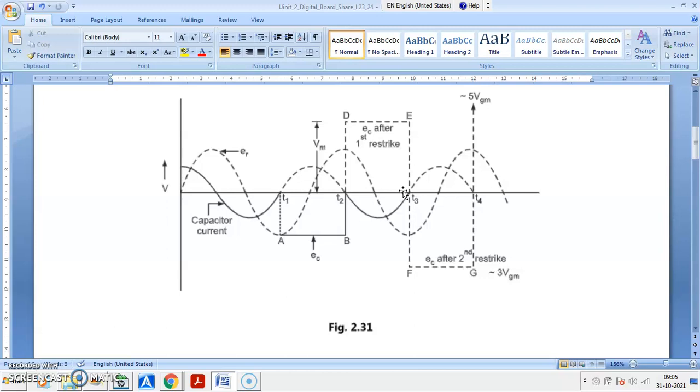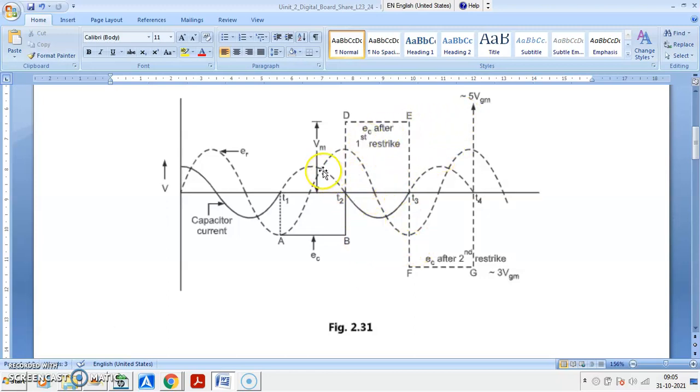So the circuit breaker should be restrike free. The rate of restriking voltage should be avoided as far as possible. So here the maximum voltage is doubled across the contacts of the circuit breaker. Then at time T2, this is the first restrike, this is the second restrike, and you may have a third restrike, so the voltage goes on increasing.